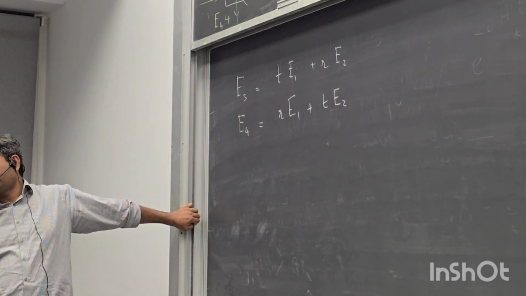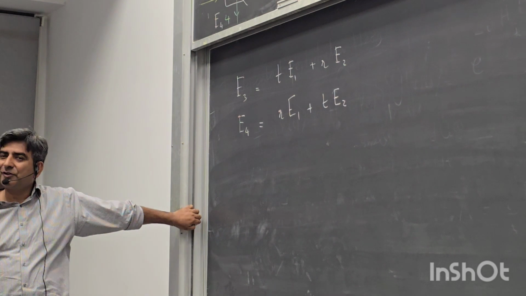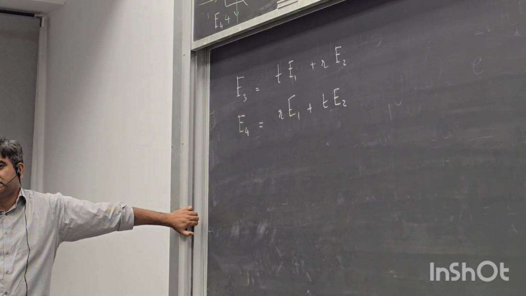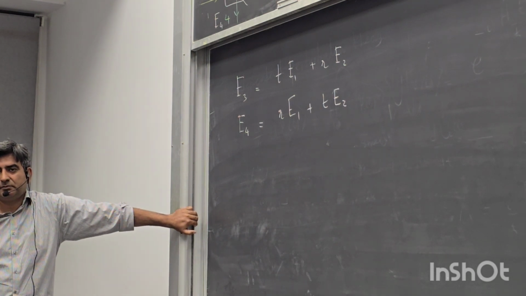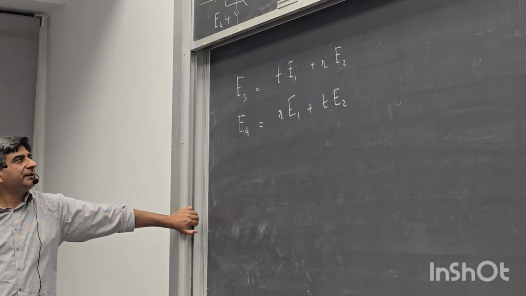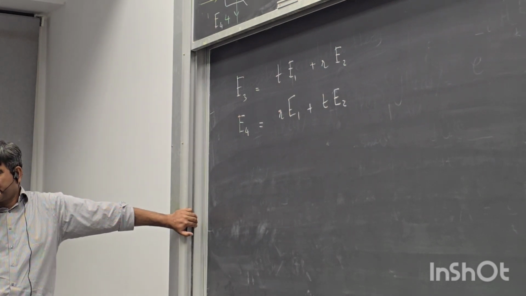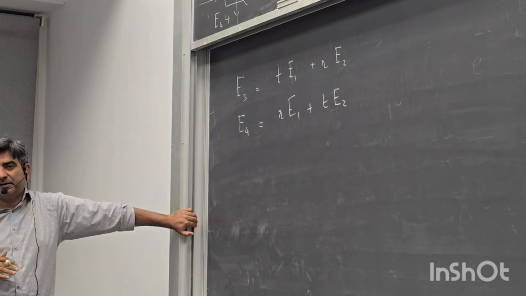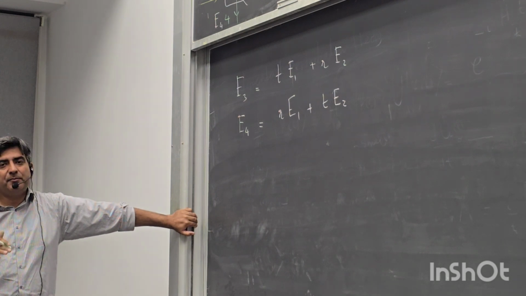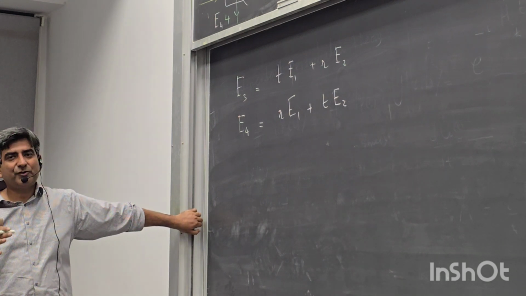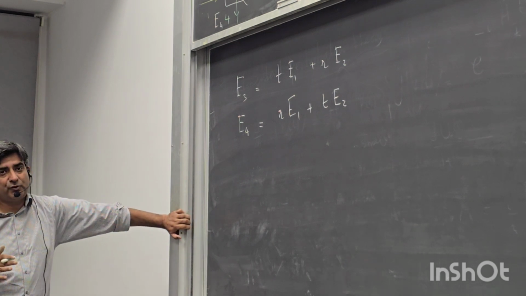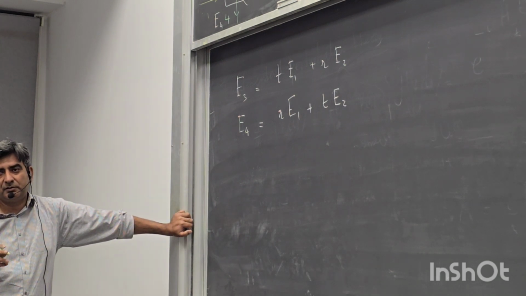Now, energy has to be conserved. And remember that photons are not created or destroyed in the process. Okay? So this means that the sum of the output intensities must be the same as the sum of the inputs. So |E3|² plus |E4|² must be equal to |E1|² plus |E2|². Okay?